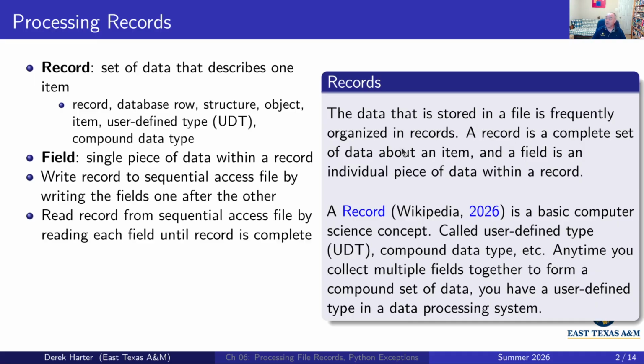Okay. So data that's stored in files is frequently organized in records. A row in a database is a record. We're going to be looking at using sequential files, but to organize data as records. A record is a complete set of data about a single item. Within a record, then there's individual fields. A field is just an individual piece of data within a record.